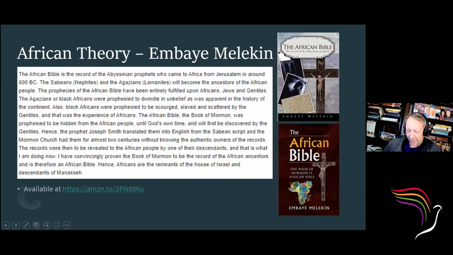Melican has written a couple of books, the African Bible. This one on top, I think, is the first edition. The one on the bottom is the second edition. I looked on Amazon, and the top one is like $800, so I don't think anybody's going to be buying that one. But I think it's basically the same book. They've just got two different covers. He basically thinks that the Book of Mormon took place in Africa. He says the Sabaeans are the Nephites and the Agazians are the Lamanites. He also believes that the Bible took place in Africa, so he definitely seems to have an African bias there.